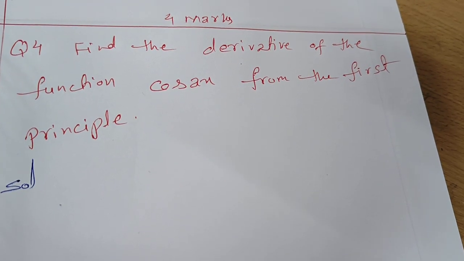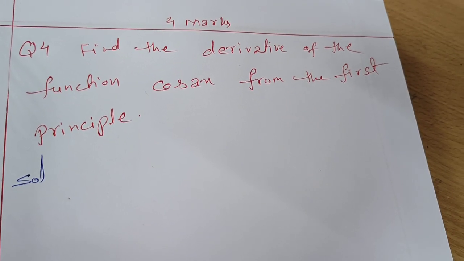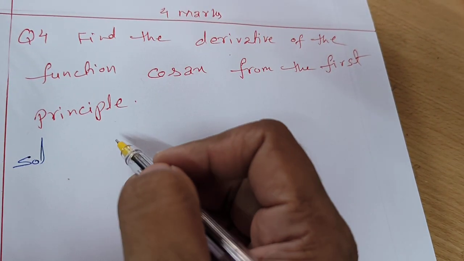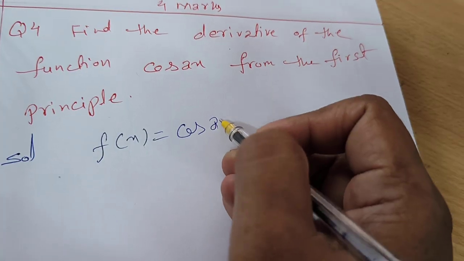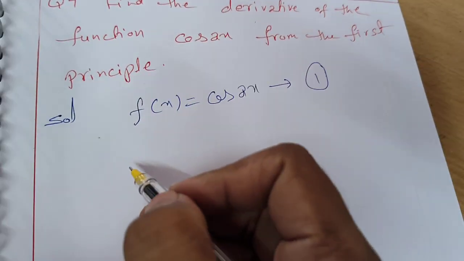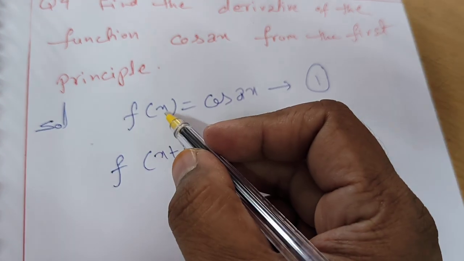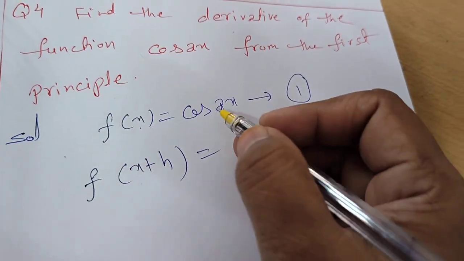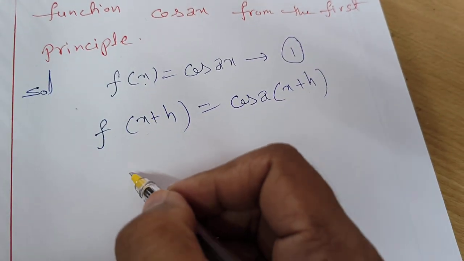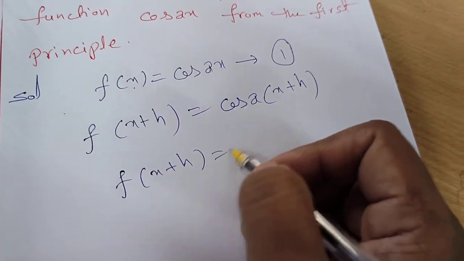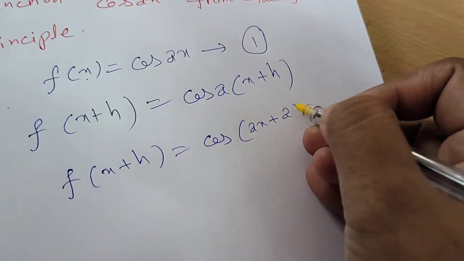Here we have to find the derivative of the function cos ax by using first principle. So here in the solution we will write the function f of x is equal to cos ax. Take it as 1. Now we will write f of x plus h, means in place of x we will write x plus h. So this function becomes cos a times x plus h. So f of x plus h becomes, take a inside the bracket, we get cos(ax plus ah).